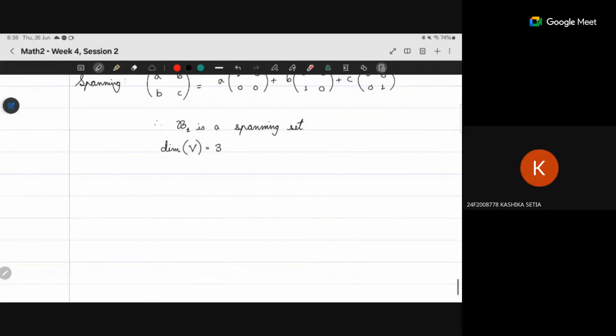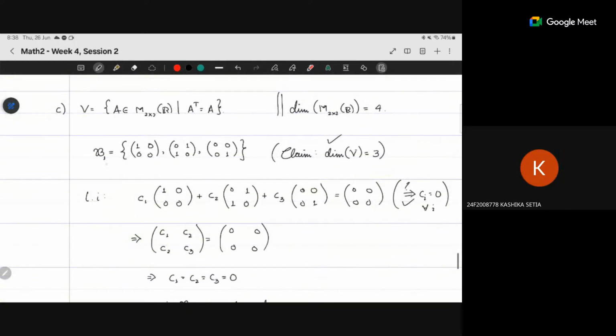Now, the other doubt: why don't we take elements like this? I just write this inside a bracket as B1 prime. Since I know that the 4 element set does span the whole space, it should be able to span this too. Something like this, if I take. The problem with this is the second and third elements in this set do not belong to the vector space that you're considering. The vector space that you're considering is not all of M2x2. Is this a symmetric matrix? Is this a symmetric matrix?